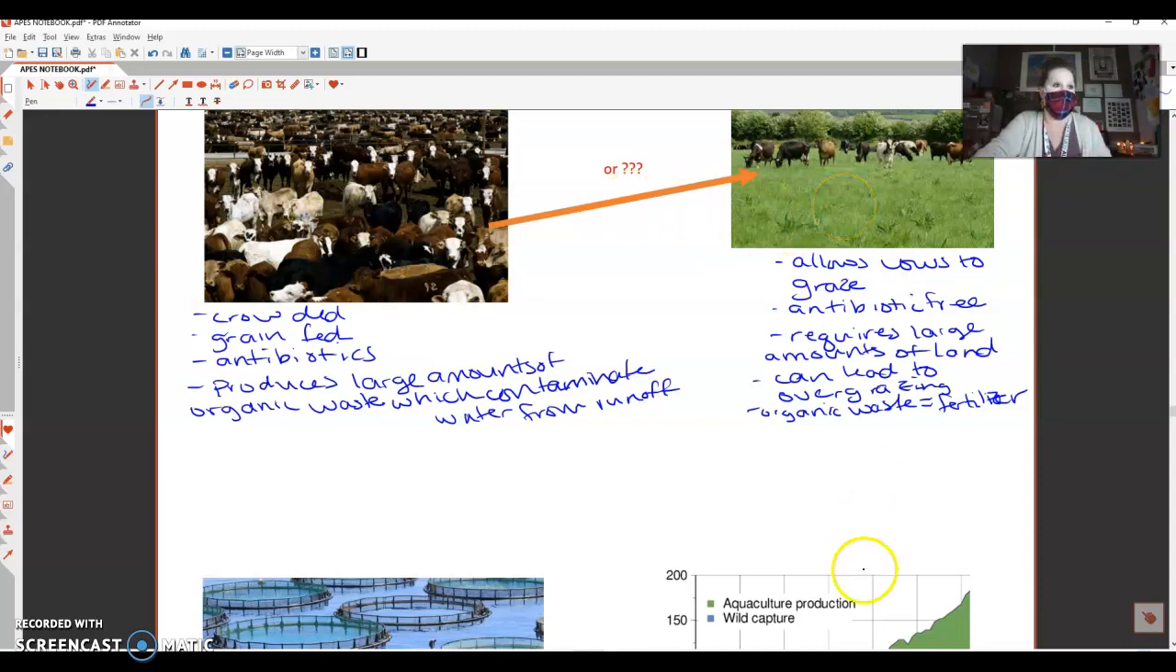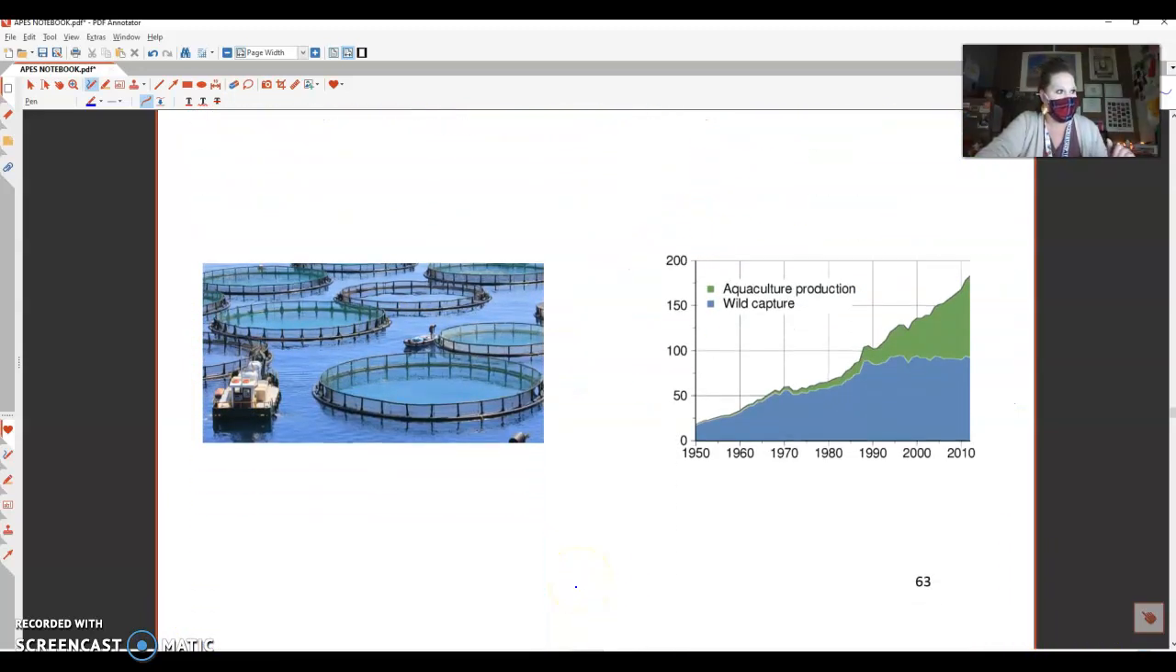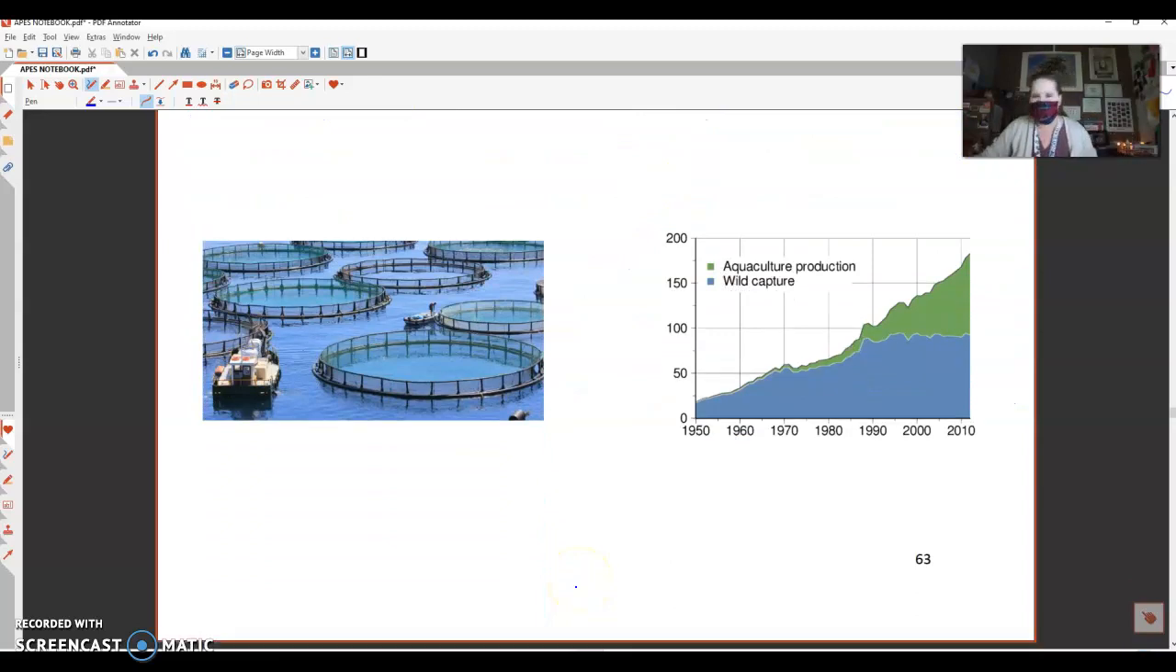But I want you to understand the difference between those two types of meat production. All right, so the last thing we're going to look at is what is called aquaculture. And so this is going to be fish farming, essentially.